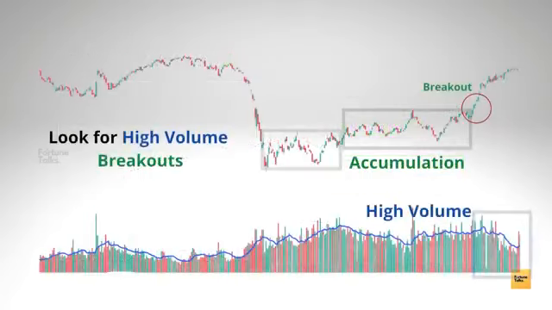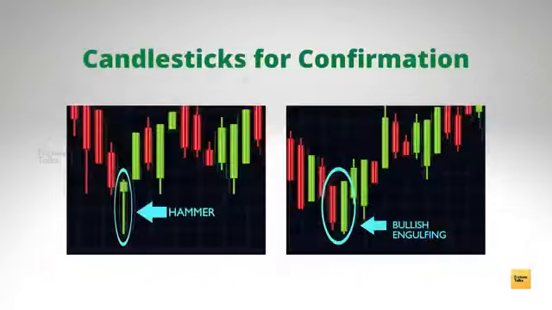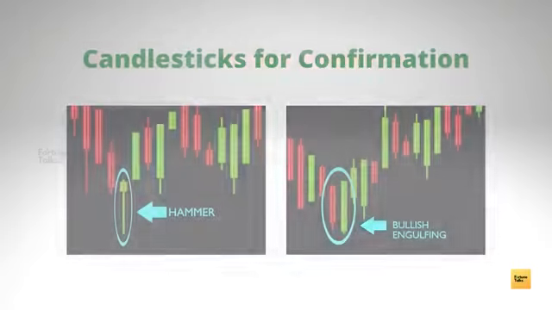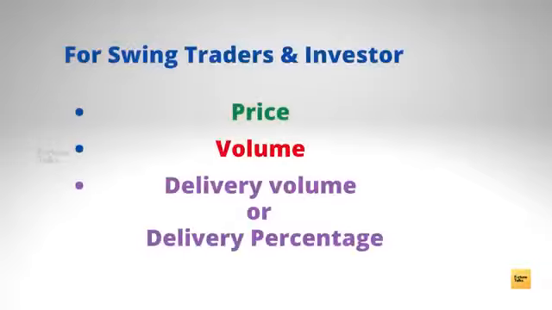Now, whenever you decide to buy, ensure that the volumes are substantial. This means that you should be buying along with the smart money. Also you have to look for bullish candlestick patterns like hammers or engulfing candles to confirm your trade entry. You will find more details regarding this in my candlestick video. Now, all is well if you are an intraday trader, but if you are a swing trader or an investor, you will have to keep an eye on a third parameter, which is either the delivery volume or the delivery percentage.